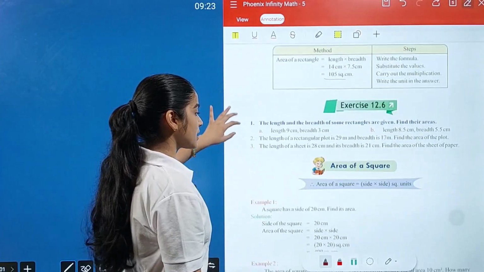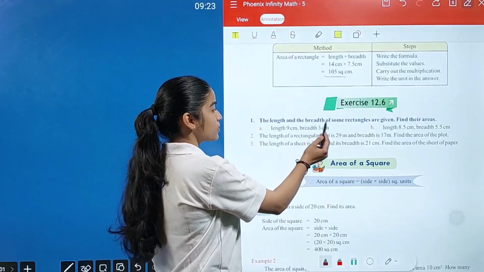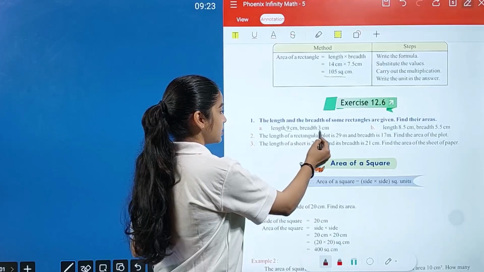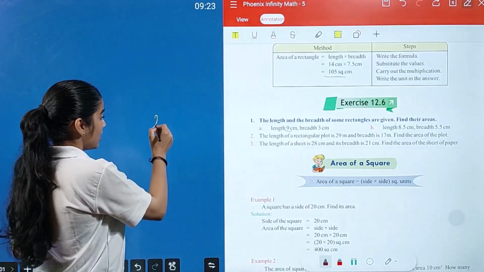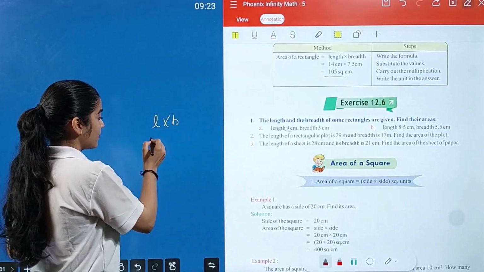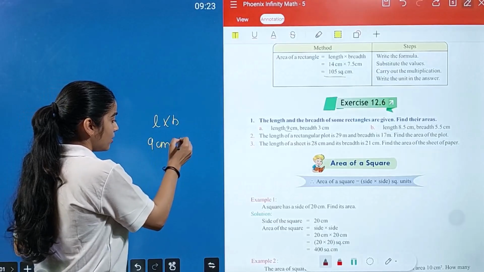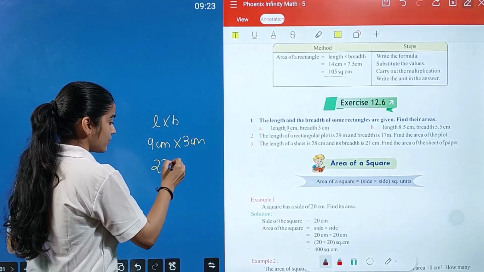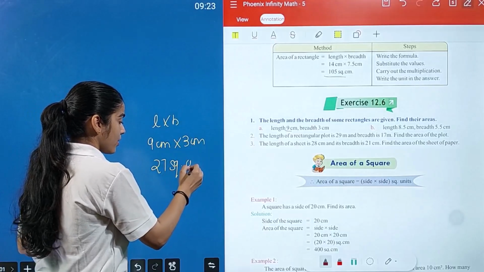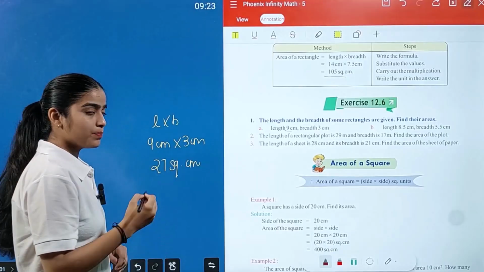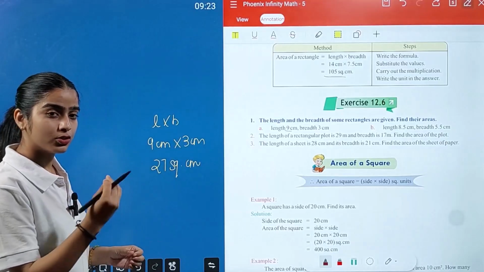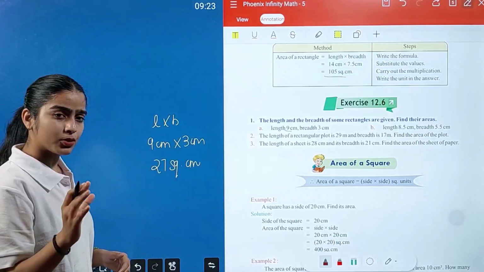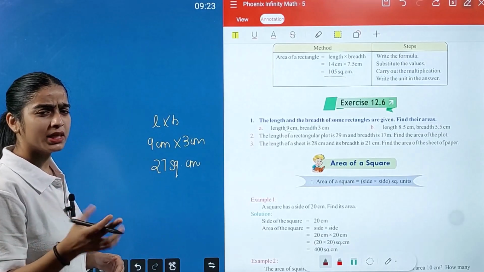So here we have our exercise 12.6. The length and the breadth of some rectangles are given. Find their areas. The length is 9 centimeter and breadth is 3 centimeter. So length into breadth is our formula. 9 centimeter multiplied by 3 centimeter is equal to 27 square centimeter. Always consider that in perimeter you just have to put the unit similar to your number. You just have to put a single unit, centimeter, meter, that's it.